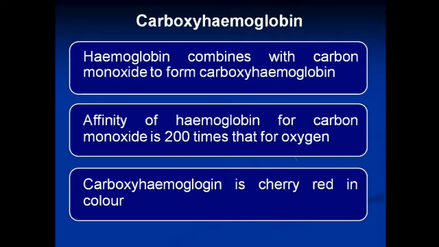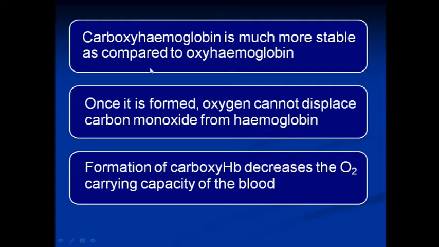Now second is carboxyhemoglobin. Hemoglobin combines with carbon monoxide to form carboxyhemoglobin. The affinity of hemoglobin for carbon monoxide is 200 times that of oxygen. So carbon monoxide has more affinity, and carboxyhemoglobin is cherry red in color. Carboxyhemoglobin is much more stable compared to oxyhemoglobin. Once it is formed, oxygen cannot displace carbon monoxide. Formation of carboxyhemoglobin decreases the oxygen carrying capacity of the blood.